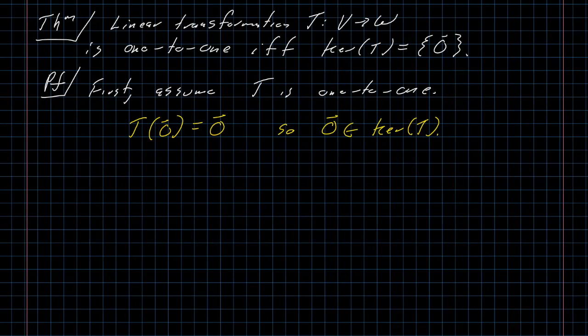Now, kernel is the set of vectors in V. So this zero is this zero. This is a vector 0 in V. We have used so far the fact that T is a linear transformation. If T is a linear transformation, that first line has to be true.